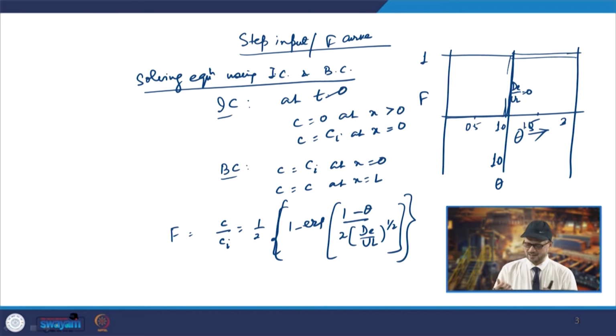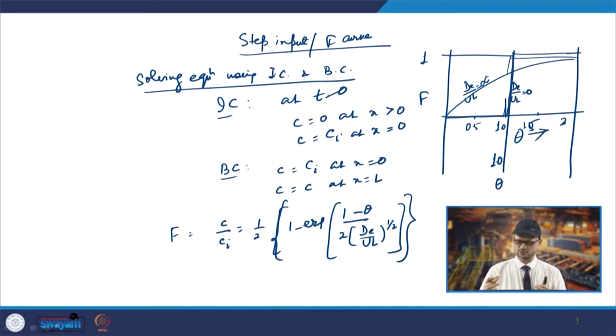Now, as dE by UL increases, the other extreme value will be dE by UL for completely well mixed flow. That is for dE by UL at infinity, and that model will go like this. So, this is the equation for dE by UL equal to infinity. So, you will have one extreme as the plug flow, and another as the well mixed flow.